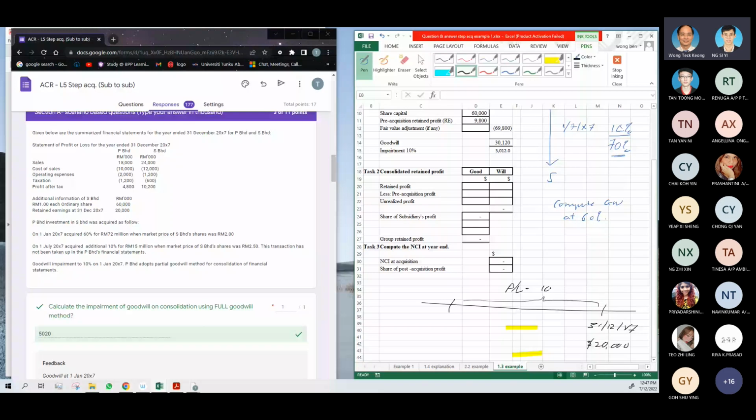So how much is here on 1st January X7? You take 20,000 minus 10,200, which is 9,800. Understand? Good questions. I think a lot of students still don't know, so just ask.